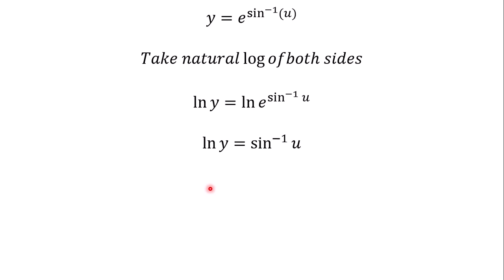Okay, so let's differentiate. Now when you differentiate natural log of y, you're going to get 1 over y dy. And when you differentiate the right side, you're going to get 1 over square root of 1 minus u squared du. Make sure you don't forget your du. Okay, all right, so here we are not going to eliminate this fraction, but you're going to eliminate the fraction on the left hand side of the equation because we want to isolate dy over dx. That is when you go back to the x world.